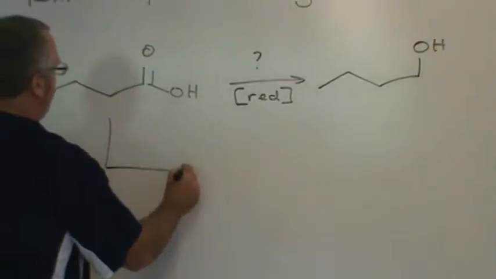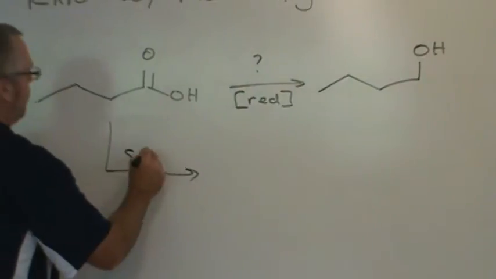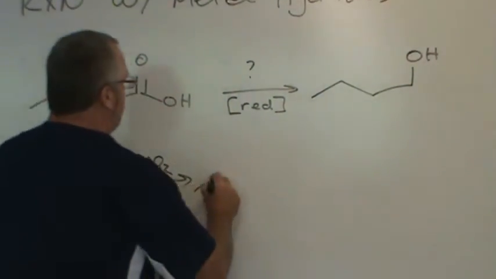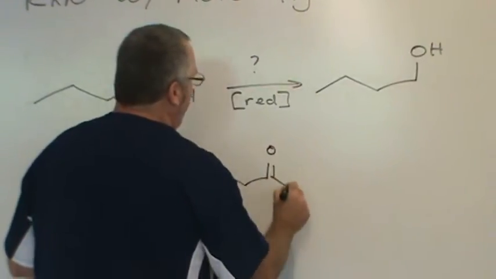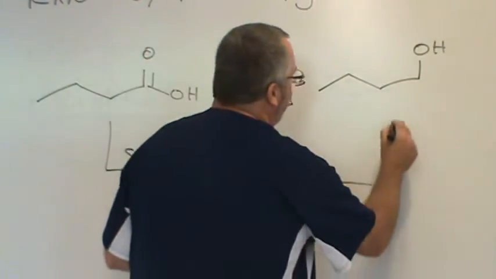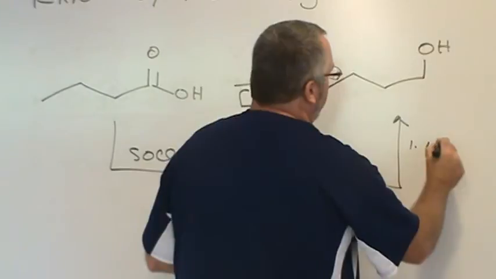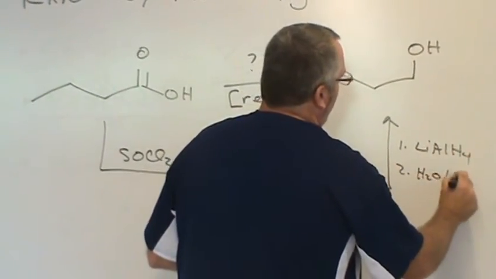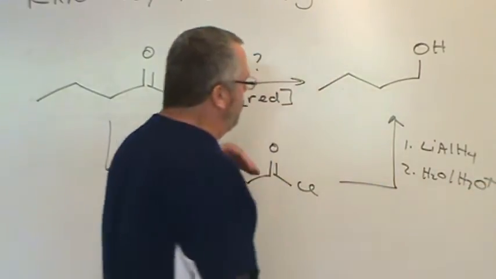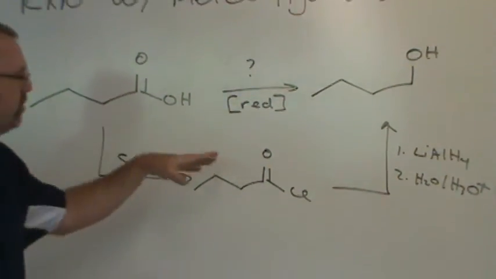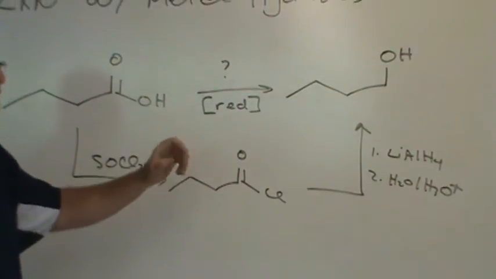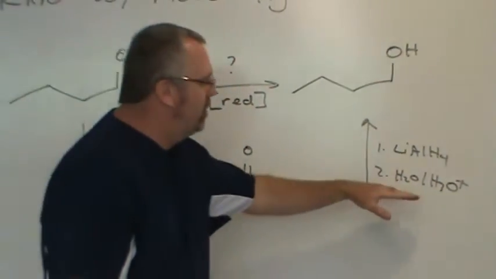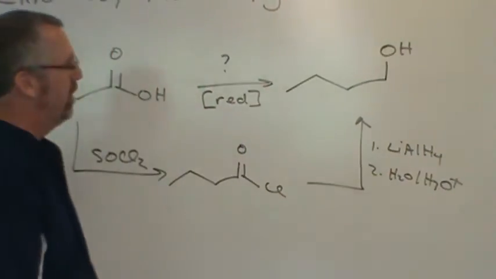Well, we'll use the sequence we just learned. Treating this carboxylic acid with thionyl chloride, we'll convert it into the corresponding acid chloride, and then treating it with, in the first step, lithium aluminum hydride, and in the second step, H2O, H3O+, will allow 2 hydride equivalents to add, first to form the aldehyde as an intermediate, and second, the addition to the aldehyde to give an alkoxide anion, which is then protonated to give the alcohol.